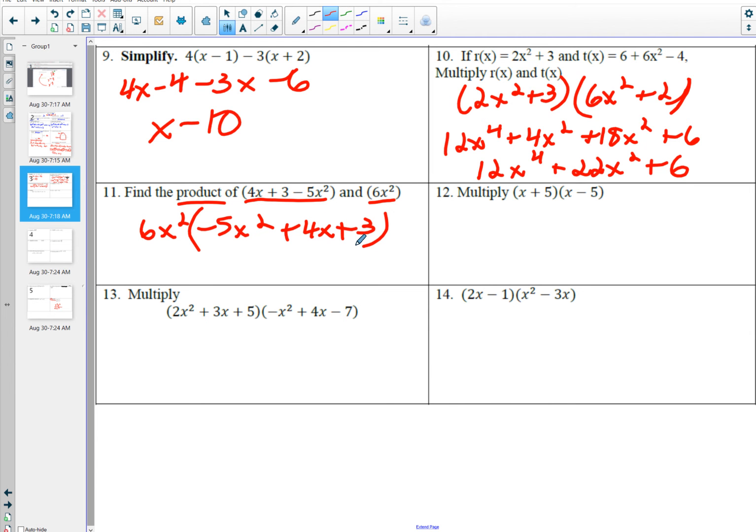Now let's multiply. Well, it is negative 30, but it's not going to be x squared. Good. Negative 30x to the 4th. And then? Plus 24x to the 3rd, fantastic.